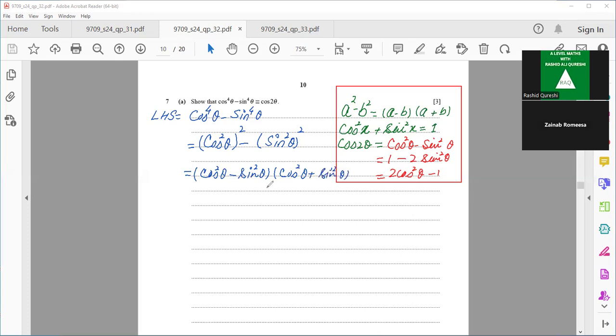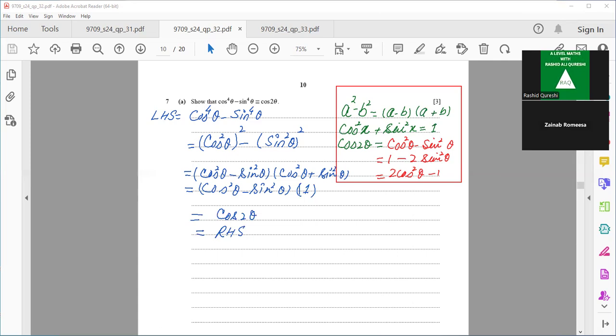And we already know that whenever cos square plus sine square has the same angles and the plus sign, that becomes 1. And we know that cos square minus sine square is equal to cos of 2 theta. So that is equal to the right hand side. If you follow these steps, then you will get the full marks, 3 marks for this question.